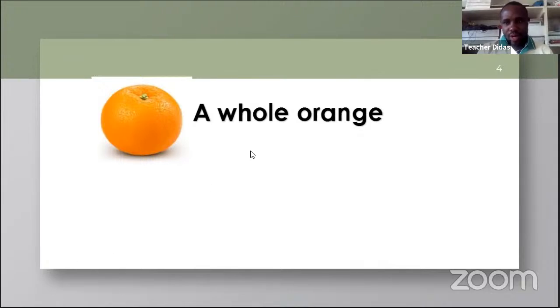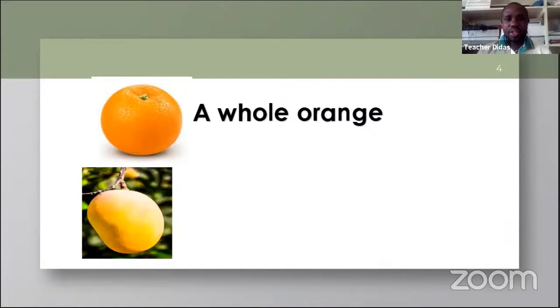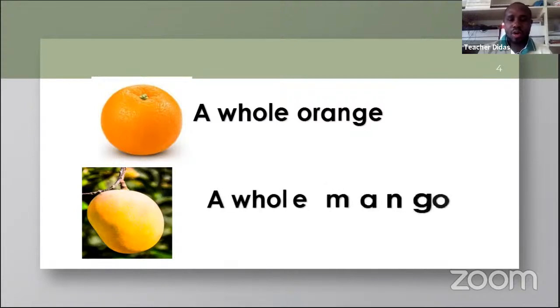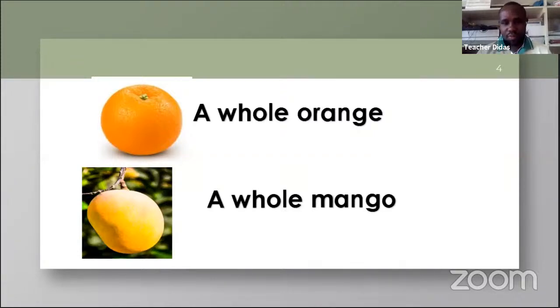Okay, so let's move on. I have another picture here. The picture here is a whole mango. The mango there is a whole, all together. So we have looked at wholes.